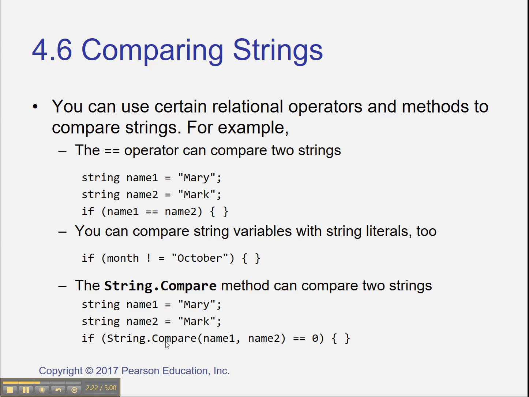So we're going to take the string, and compare is the method. We got brackets here, and those brackets indicate that compare is a method. Inside the brackets, we have two arguments, so we're going to compare name1 to name2. So it's asking it, and this is going to actually figure out whether or not Mary is exactly equal to Mark. Well, that's false, right? That's not going to work, so it's not equal to 0, so it won't run this. This equates down to false.